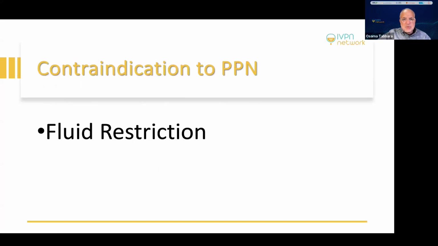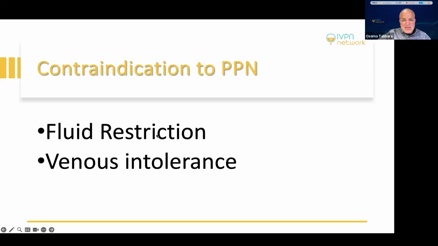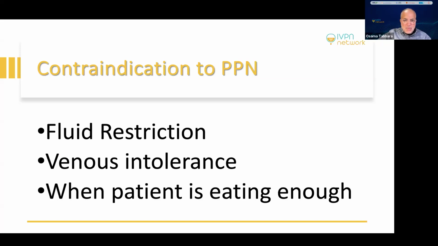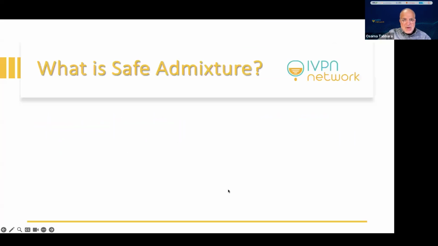The contraindication to peripheral parenteral nutrition is fluid restriction. We don't offer PPN to patients with fluid restriction, and any patient with venous intolerance, we don't really offer them any peripheral parenteral nutrition. When the patient is eating enough, we have to stop parenteral nutrition. If the patient is eating a little, then supplemental parenteral nutrition is indicated.